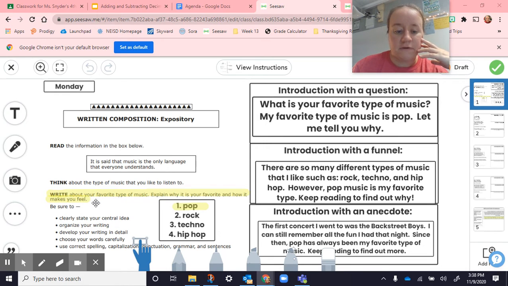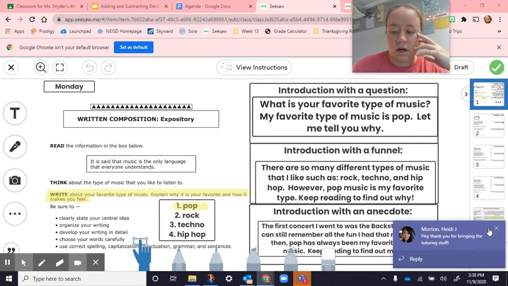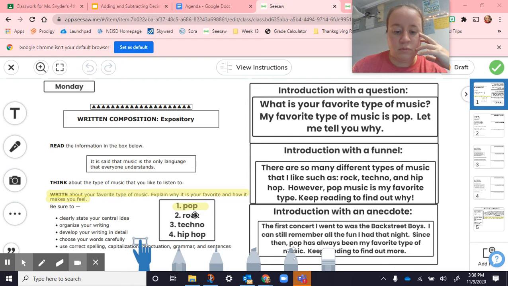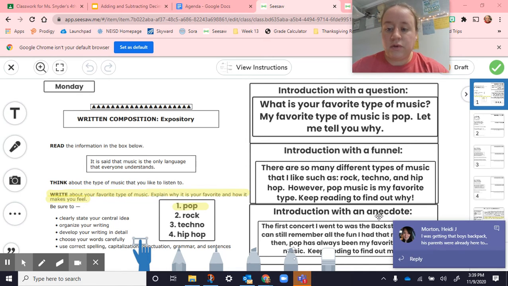It says to write about your favorite type of music, explain why it's your favorite, and how it makes you feel. So here we did our topic brainstorm, where we brainstormed about the topic. This topic's about the type of music. So we brainstormed different types of music and wrote them there. Then I highlighted the one that I'm going to pick and write about. And then over here, we did our 3 practices. So we practiced writing it with a question, funnel, and an anecdote.